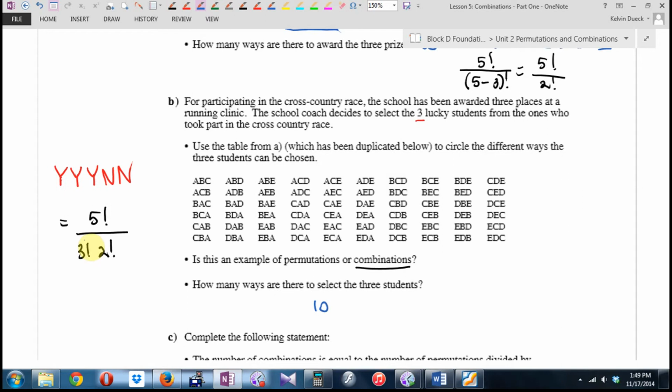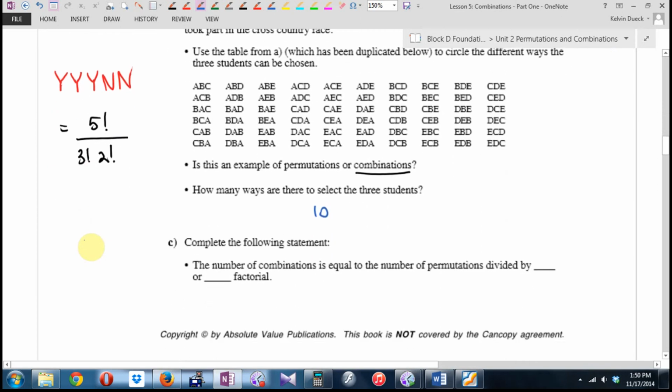Guys with me so far? We're going to try now and standardize this. So it says, complete the following statement. The number of combinations is equal to the number of permutations, that's that part, divided by 3 factorial. That's that part.